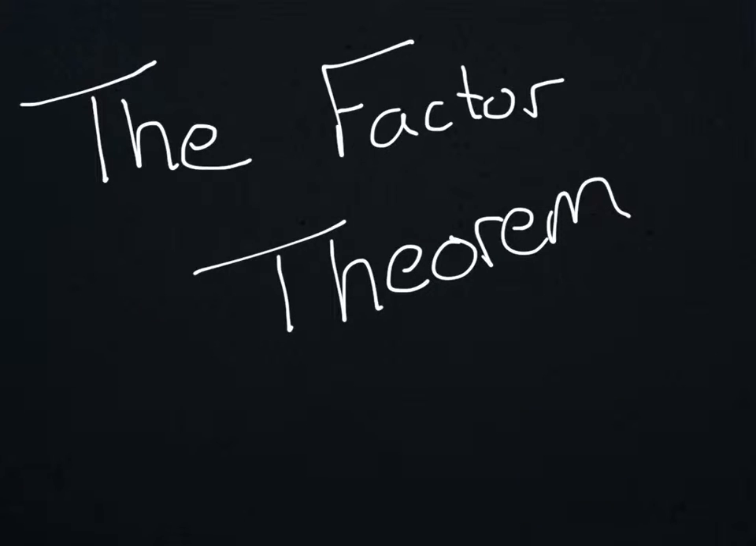A factor theorem is a way to tell, is this a factor? What does it mean if it's a factor? Divide evenly. So what are the factors of 6? 3 and 2. They divide evenly. 5 is not a factor of 6 because it doesn't divide evenly. And so when we're looking at the factor theorem, it is what will divide evenly into the polynomial.